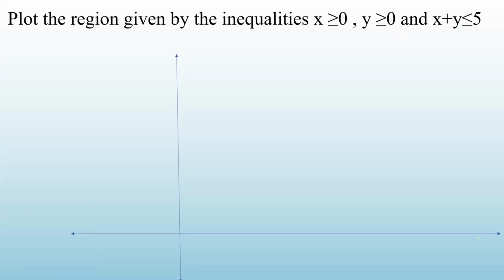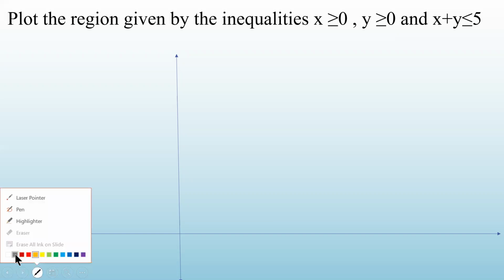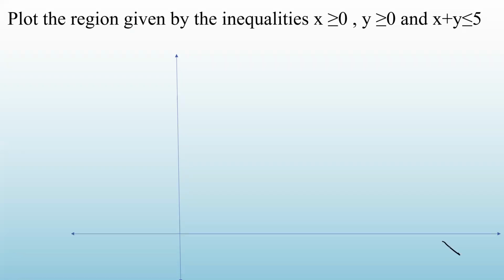So this is my, wait a minute. Let me use black color. Okay. This is my x-axis and this is my y-axis. Okay. This is origin 0. 1, 2, 3, 4, 5, 6, and so on. I don't need that much. So I'm writing only up to.